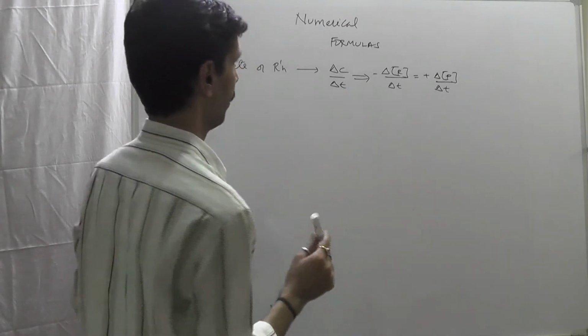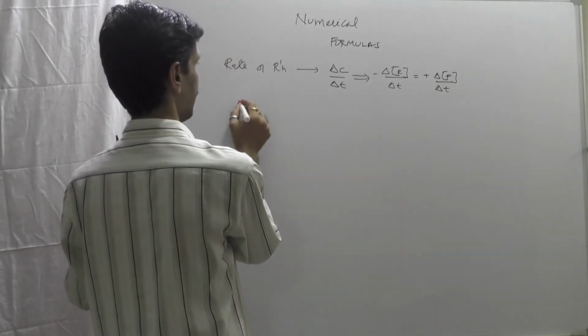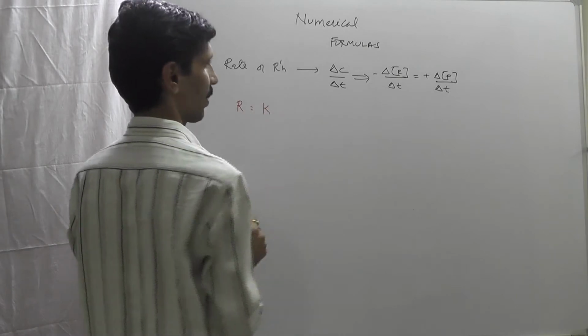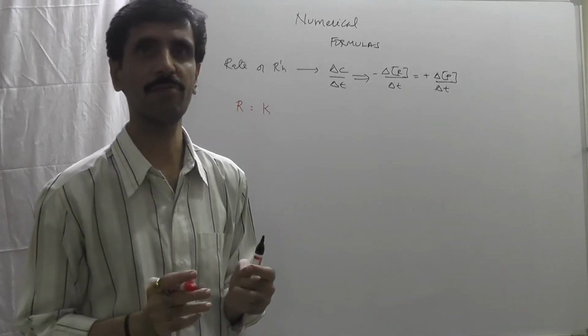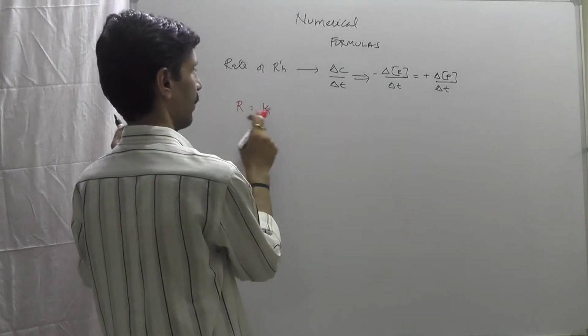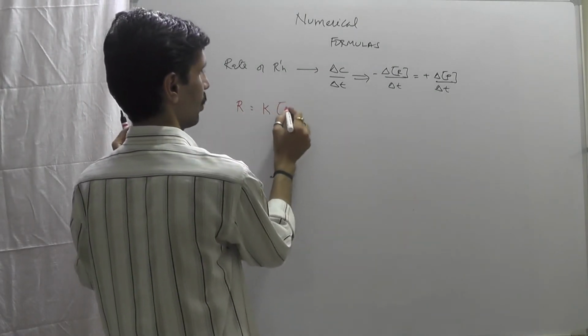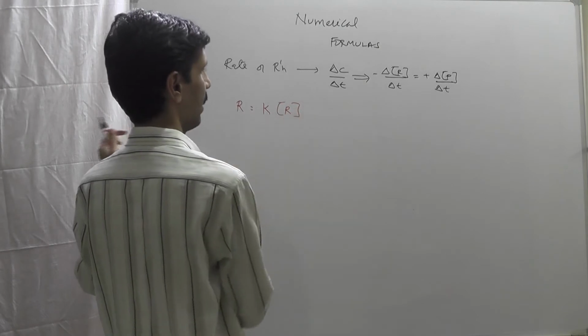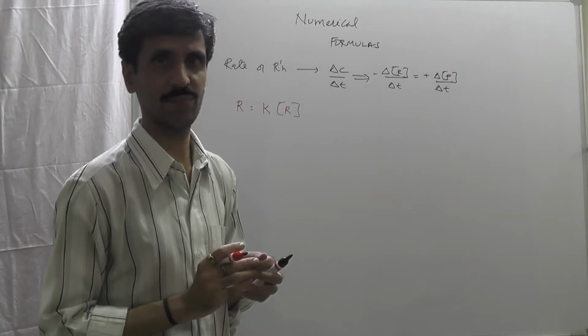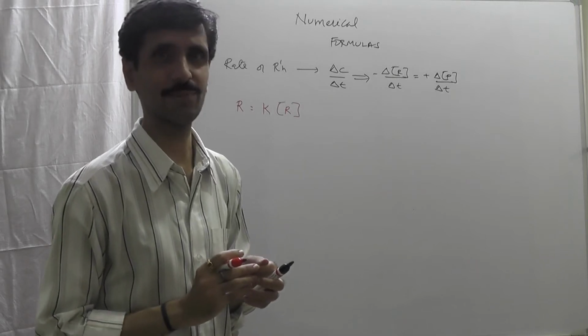Alright, next one is, we have the rate of a reaction R is equal to K, the rate constant, into the concentration of the reactants. This is the rate law equation. ये कौन सा है? Rate law equation है.